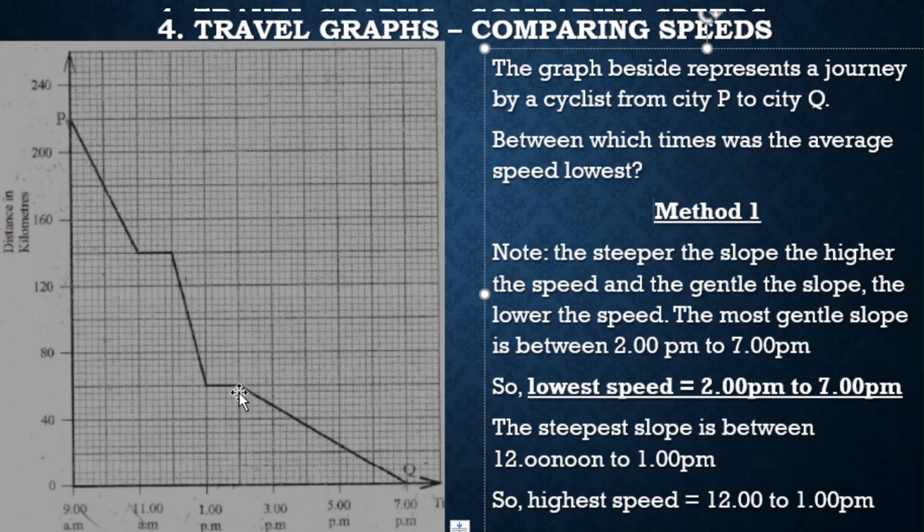So it was between 2 p.m. and 7 p.m. Between 2 p.m. and 7 p.m. was the time that he was traveling at the lowest speed.